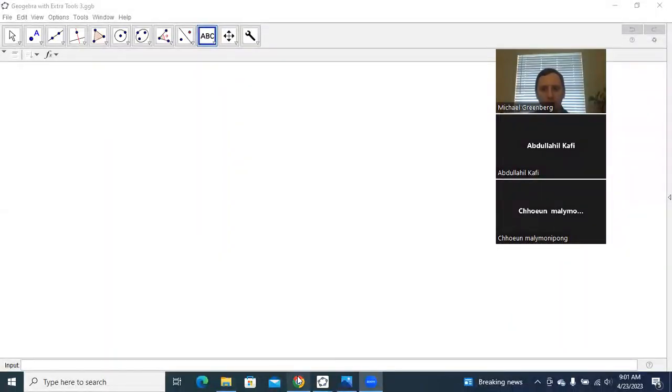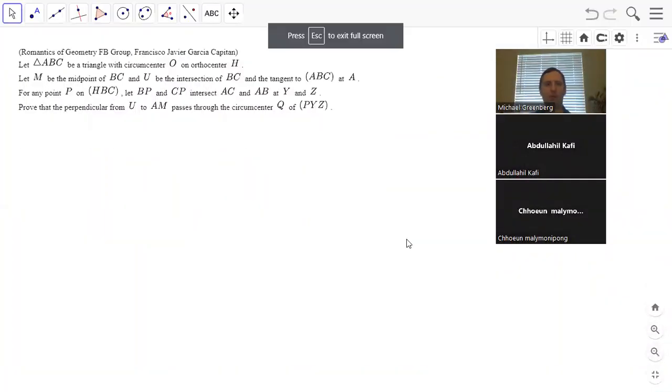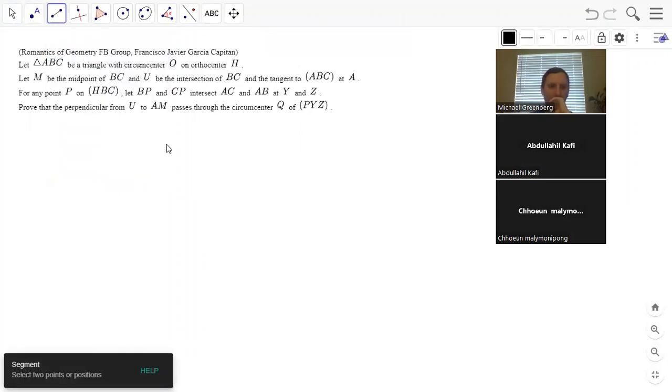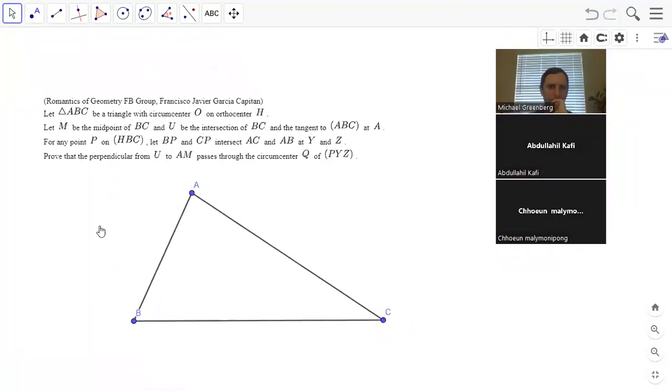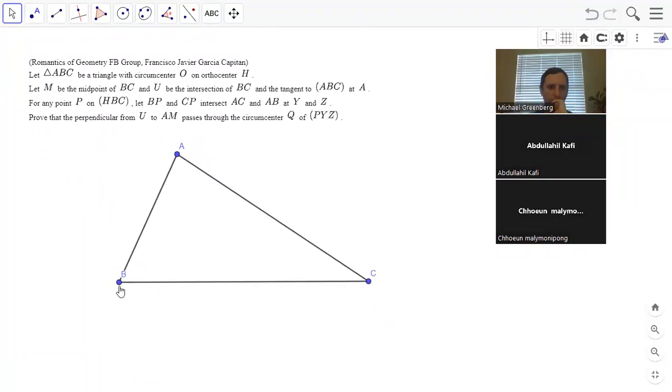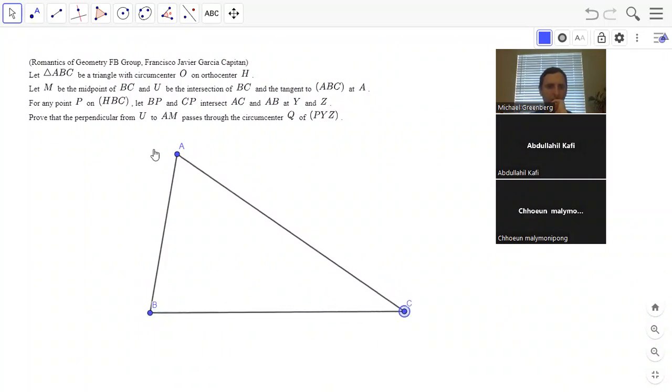Hold on just a moment. All right. So here's the first problem. So we have a triangle ABC with circumcenter O and orthocenter H. Maybe move this down a little bit, and M is the midpoint of BC.